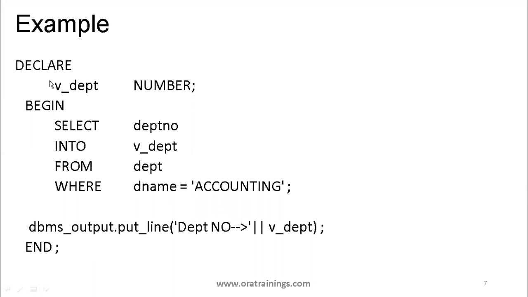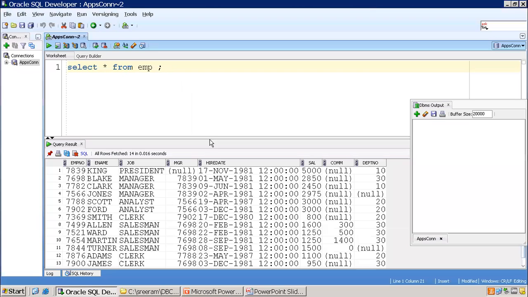So in this example, if we observe the declare section, we declared a variable called v_dept, which is of number type. And what we're trying to do is fetch the department number for the department name, dname, accounting. So in this particular department table with the name accounting, there is only one record. So it will give you the department number of this particular accounting. Okay. So let us write similar samples.